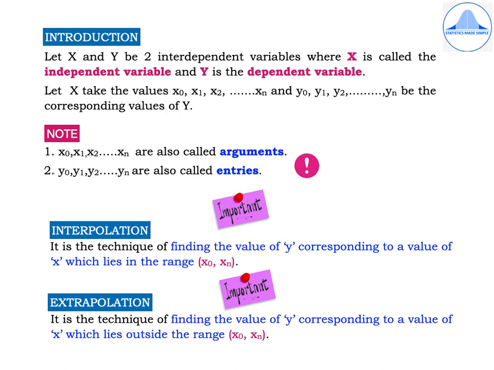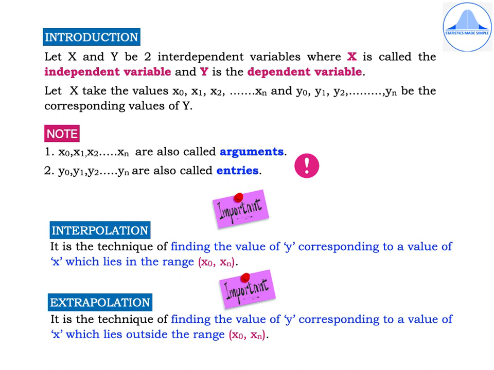I'll start with a short introduction. Let x and y be two interdependent variables where x is called the independent variable and y is the dependent variable. And x will take the values which are denoted by x0, x1, x2, so on, xn. And y will take the values y0, y1, y2, so on, yn. The x values, that is x0, x1, x2, so on, xn, are also called as arguments, and y0, y1, y2, so on, yn are also called as entries.